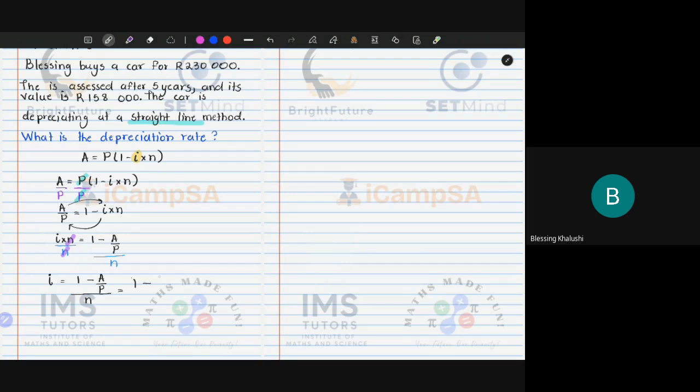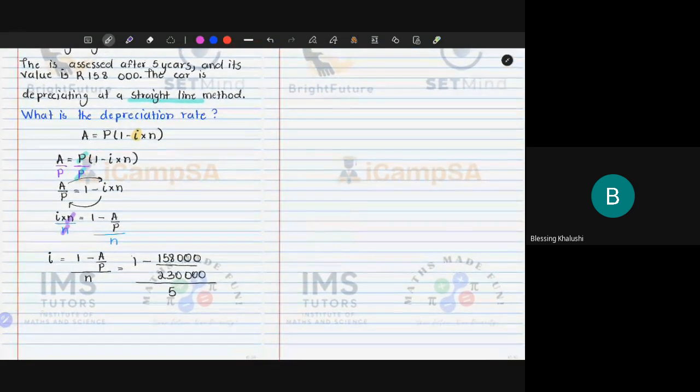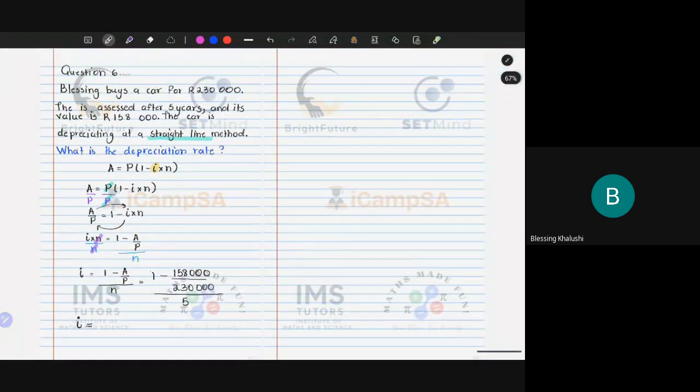So I'm going to have 1 minus, our A is 158,000. So I need one of you to use your calculator. And then our P is 230,000. And all of this is divided by 5. Anyone who has their calculator, please give us what the depreciation rate is. Should we leave it in percentage form or in decimal? You can give it in decimal, then we can convert it into percentage.